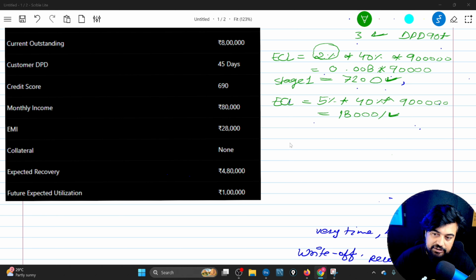Now let's talk about stage 3. In stage 3, the condition will again change. The customer has moved from the 30 DPD bucket to the 90 DPD bucket, right? And the customer has defaulted. It has been declared as a non-performing asset, NPA, and bankruptcy signs have been evolving over a period of time. You will notice all that in data. Now both PD and LGD have increased because recovery becomes really difficult for the bank.